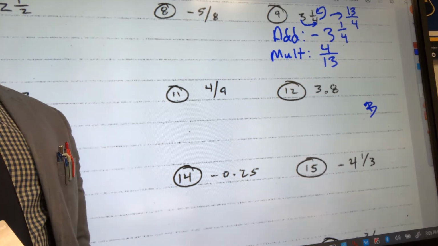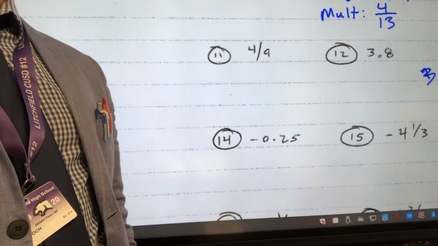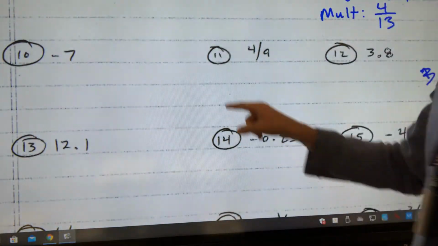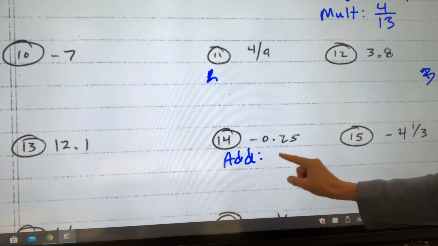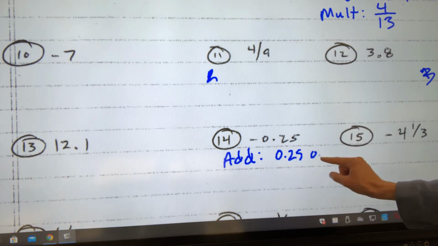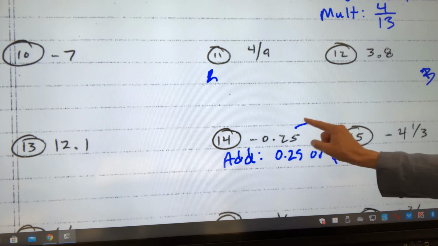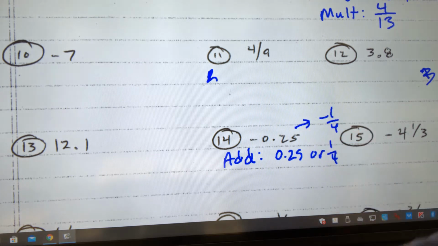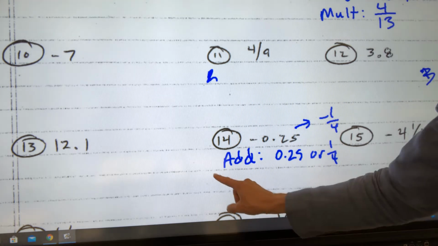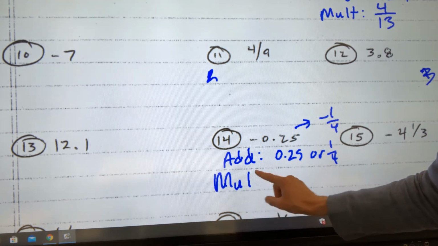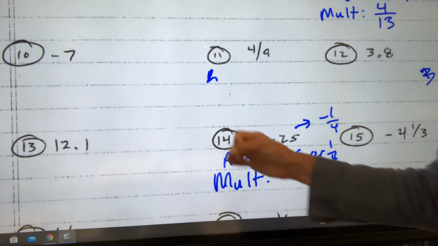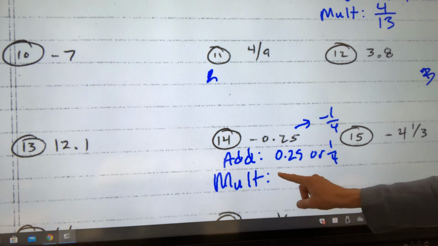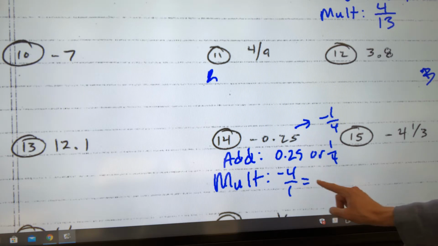Number 14, negative quarter. So the additive inverse would be positive quarter. Negative 0.25 is negative 1/4, so the reciprocal is going to have the same sign, so it's going to be a negative. A negative times a negative is a positive. You want a positive 1 when you multiply. Multiplicative inverse is negative 4 over 1, which is a negative 4.